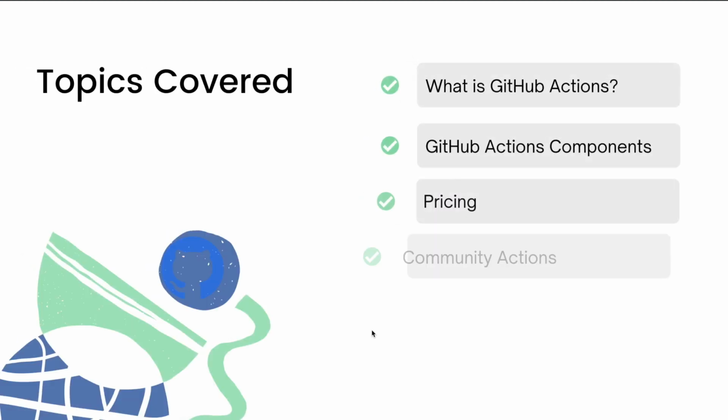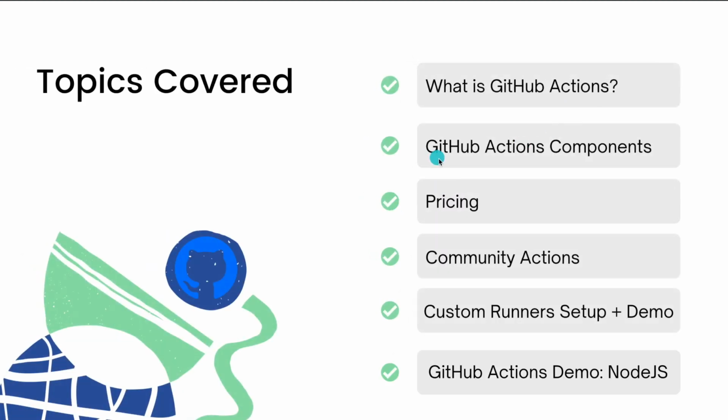In this session, we'll be learning what GitHub Actions is, what the GitHub Actions components are, what the pricing of GitHub Actions is, and what the community actions are. I will also show how to set up a custom runner, and at the end, I will show a GitHub Actions demo using Node.js. Okay, so let's get started.